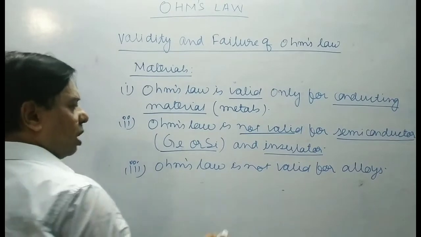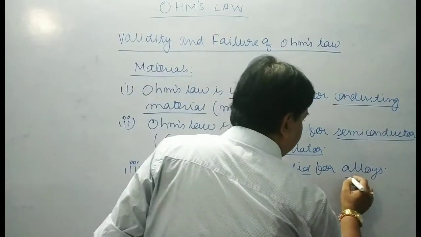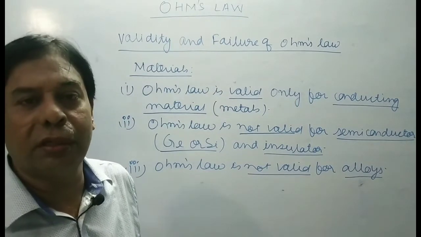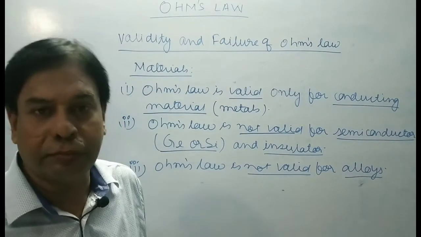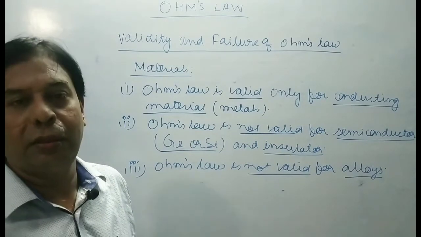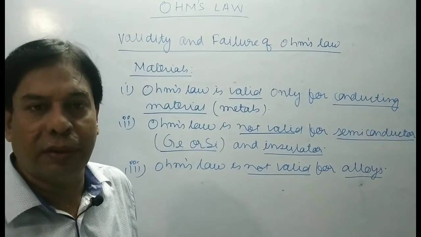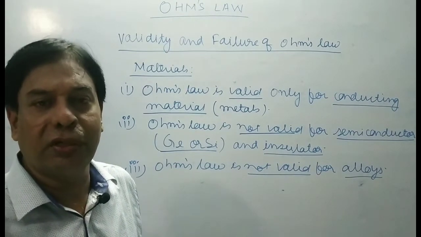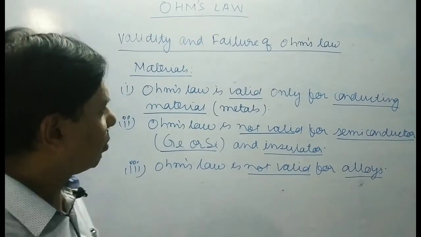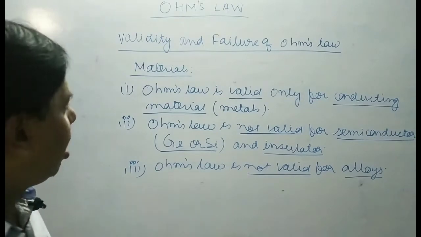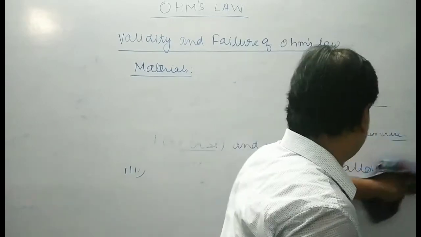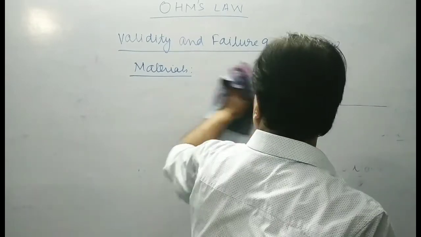Now, Ohm's law is not valid for alloys. Alloys means alnico, alloys means nichrome. This sort of materials are there where Ohm's law is not valid. Steel, stainless steel, where Ohm's law is not valid. That should be taken care of. Now, how it varies from its regular graph, that has to be taken care of.